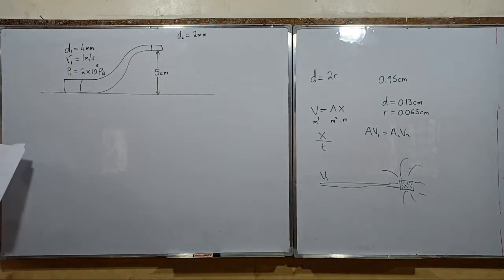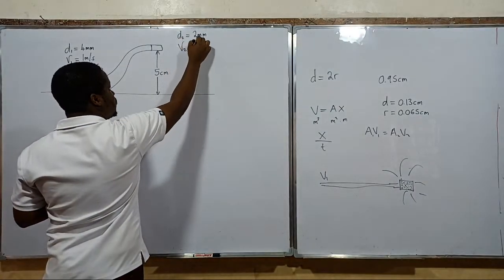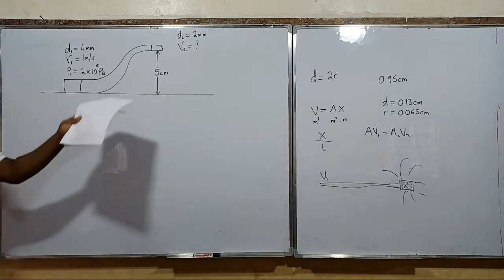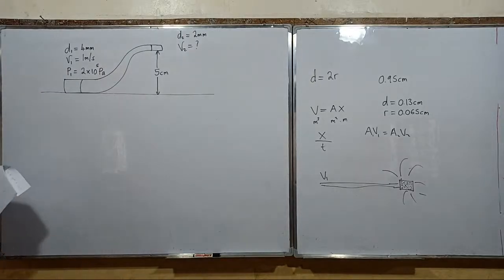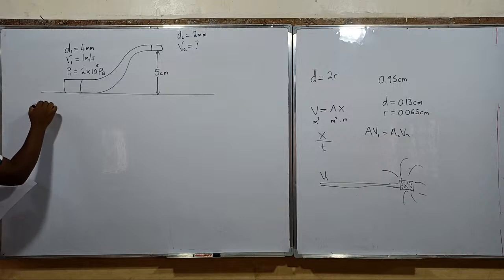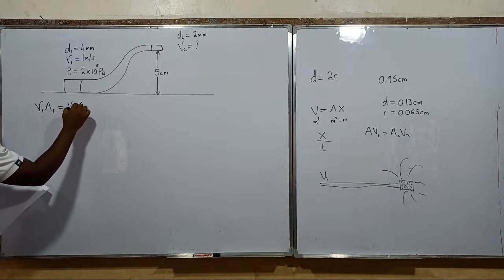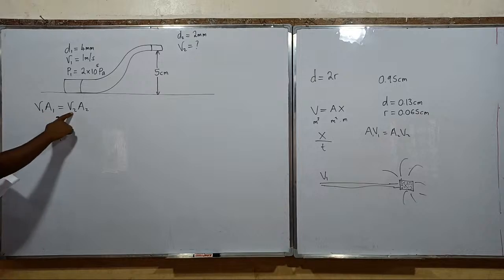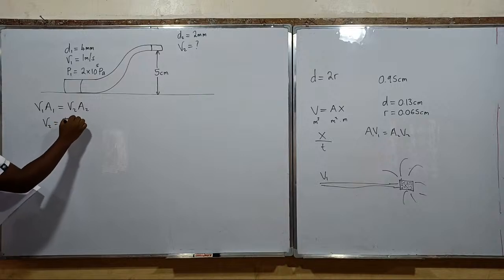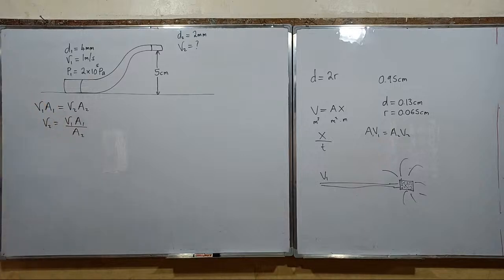So to find the velocity first, remember this side we have velocity, this side we do not have velocity. Velocity 2 we don't have. So how do we find velocity 2? The equation of continuity is velocity 1 times area 1 is equal to velocity 2 times area 2. Since we're looking for this velocity, we divide both sides by area 2, so velocity 2 is equal to velocity 1 times area 1 divided by area 2.